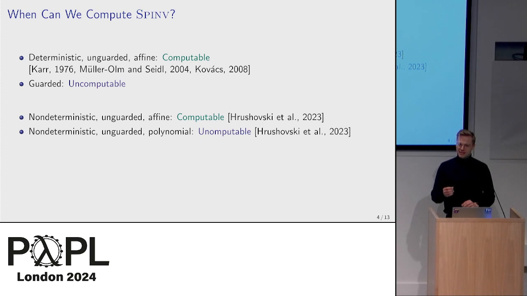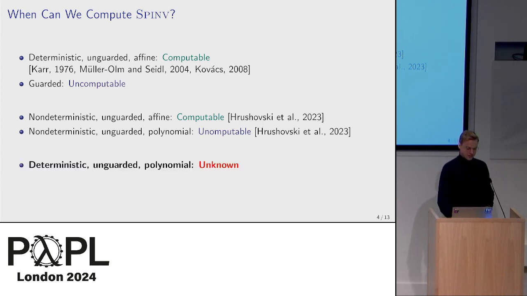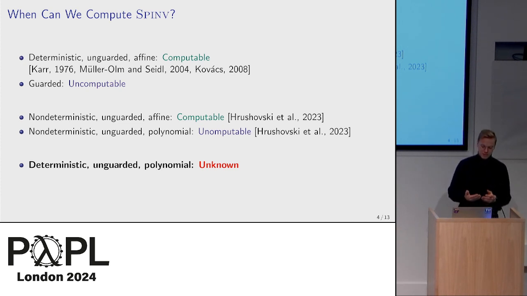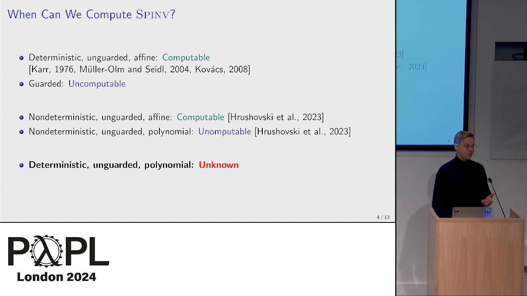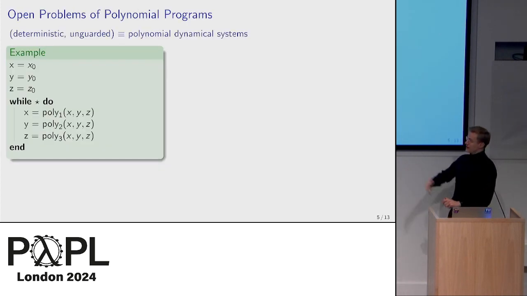But there is a very important class of programs missing here, or you could say also fundamental, that is loops that are deterministic, they don't use non-determinism, no if statements, but polynomial assignments in the loop body. And for this class of programs, computing the strongest polynomial invariant is also not known to be computable or uncomputable. And these are loops like this one, right? We have some initialization part, and then as I said, in the loop body, we just have no if statements, no non-determinism, but just some polynomial assignments.